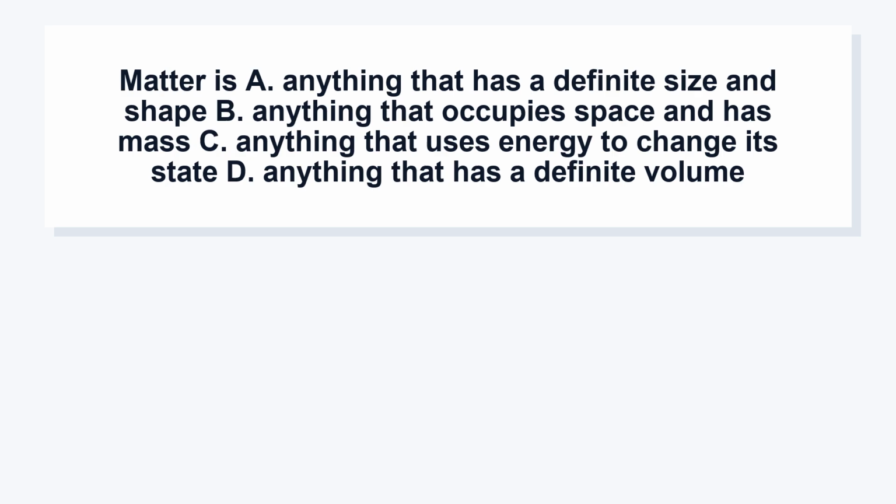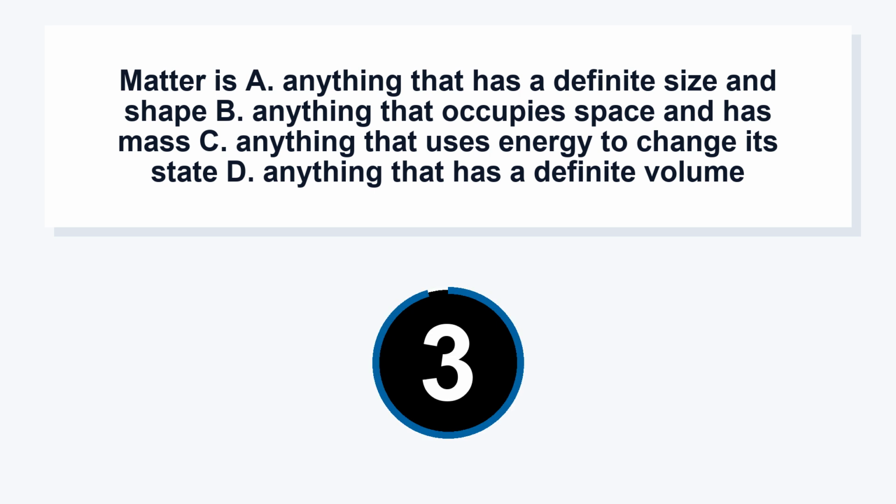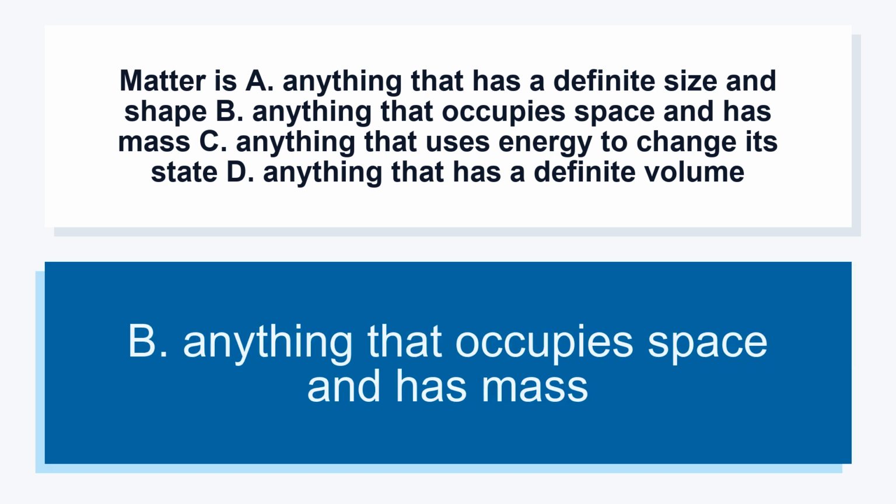Matter is A. Anything that has a definite size and shape. B. Anything that occupies space and has mass. C. Anything that uses energy to change its state. D. Anything that has a definite volume. B. Anything that occupies space and has mass.